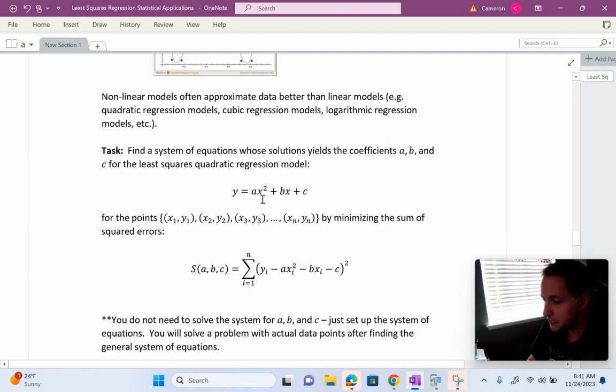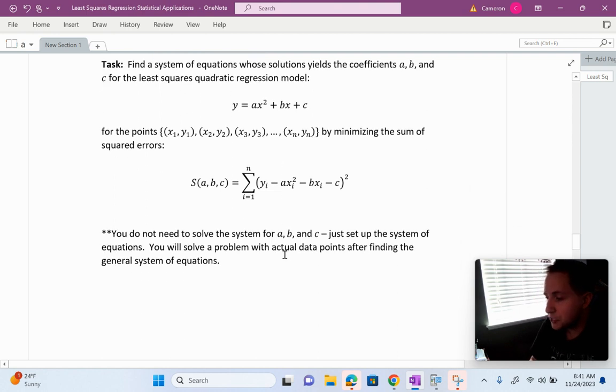Now, in this case, instead of ax plus b, we have ax squared plus bx plus c. So in our case, we're going to want to minimize the sum of the squared errors, y sub i minus a times x sub i squared minus b times x sub i minus c. And so that's what you're going to be minimizing.